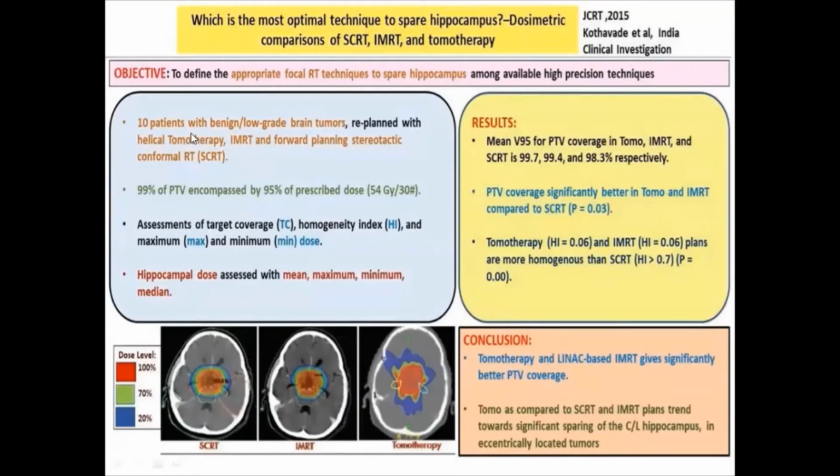This was a study in which 10 patients with benign or low-grade brain tumors were replanned with helical tomotherapy, IMRT, and forward planning stereotactic conformal radiotherapy. So 99% of the PTV was encompassed by 95% of the prescribed dose. The dose was 54 gray. Target coverage, homogeneity index, and maximum and minimum dose were assessed. The hippocampal dose was assessed with mean, maximum, minimum, and median.